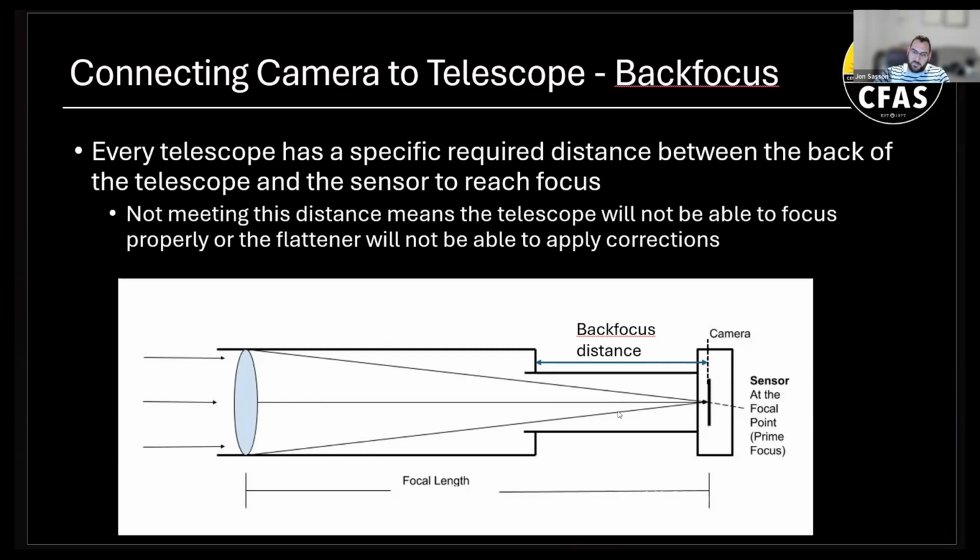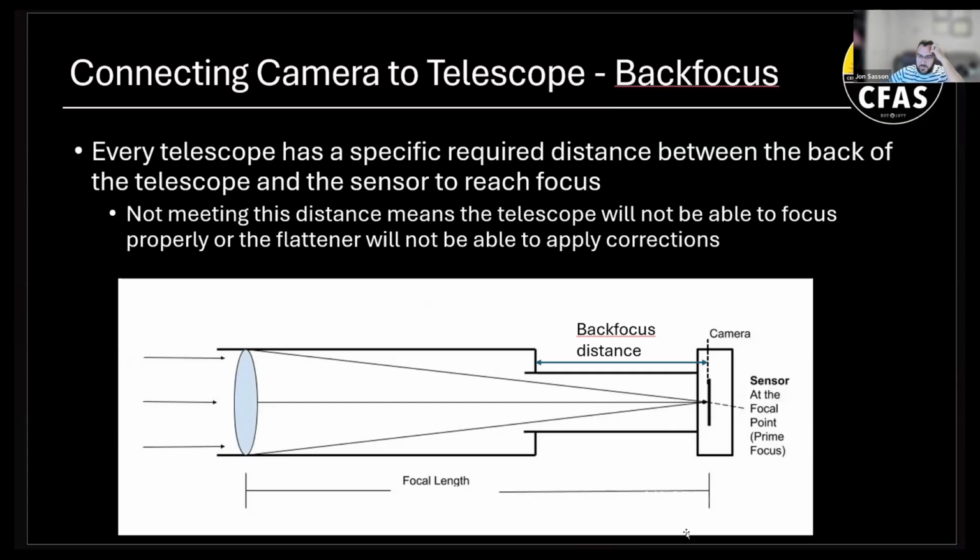So every telescope will have something called a back focus distance. That's the distance between the opening on the back of the telescope to your camera sensor, not the front of the camera, the actual sensor on the camera. So if I take my camera here, this is the front of the camera. You'll notice that there is some distance between the sensor and the front of the camera. So you've got to account for that as well.